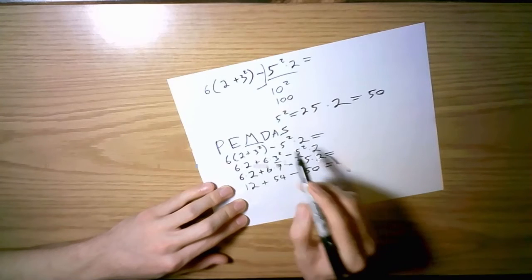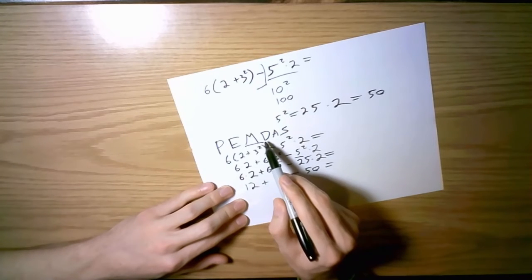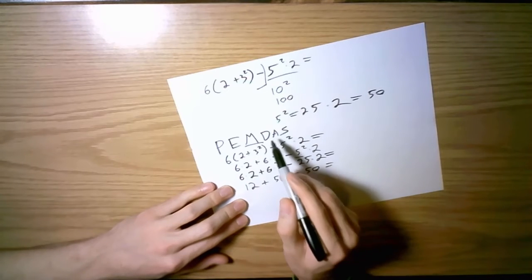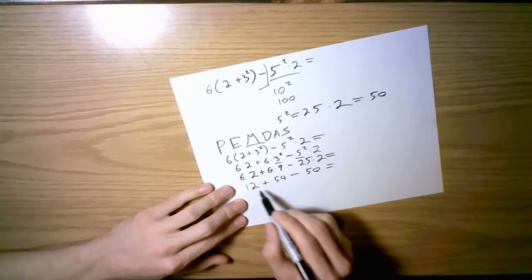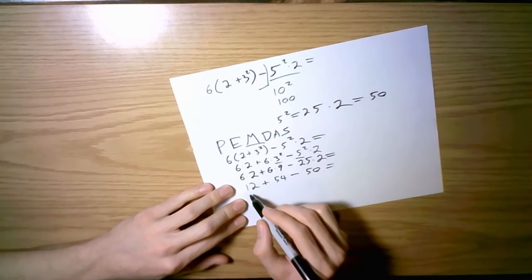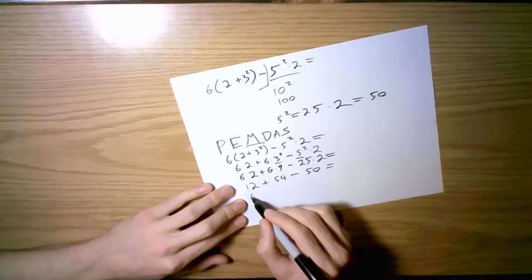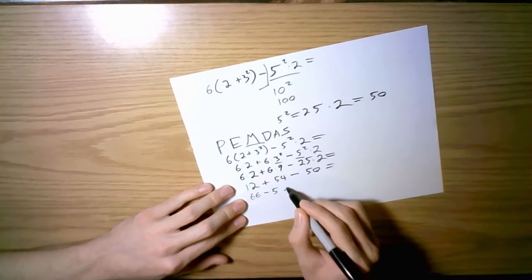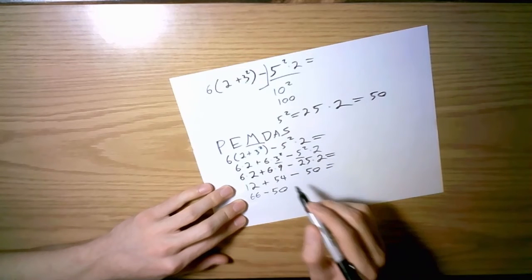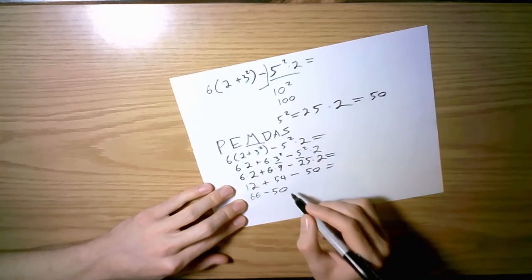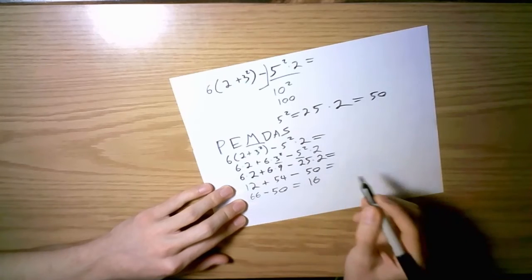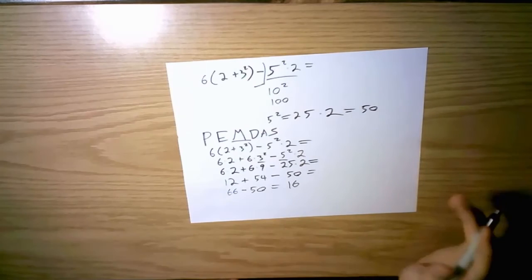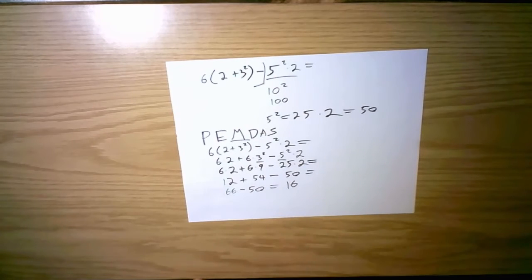Okay, and now we can go ahead and do division. In this problem there is no division, so we can move on to addition. 12 plus 54 will be 66, and then minus 50. And the last step is subtraction. So 66 minus 50 is going to get us 16. And that is how you do the order of operations. You just got to remember PEMDAS, and that'll help you to remember everything.